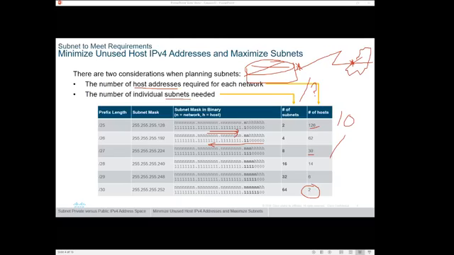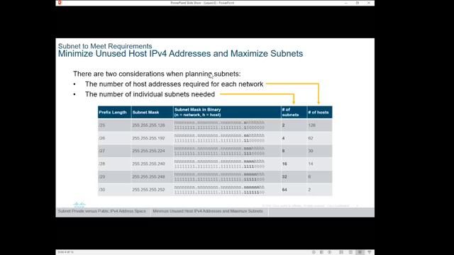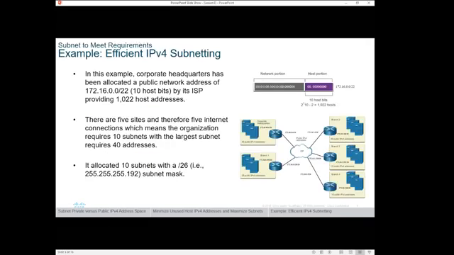So the key point here is to try and minimize unused host IPv4 addresses and maximize subnets. Okay, this is the whole idea here. So here's a very simple example. You have a corporate headquarters that has been allocated a public network address of 172.16.0.0/22. Now, /22 means you have 10 host bits. This was given by your ISP, meaning that it's now going to provide at least 1,000 plus host addresses. There are 5 sites and therefore 5 internet connections all going to the ISP. So this means the organization requires 10 subnets, with the largest subnet requiring 40 addresses.